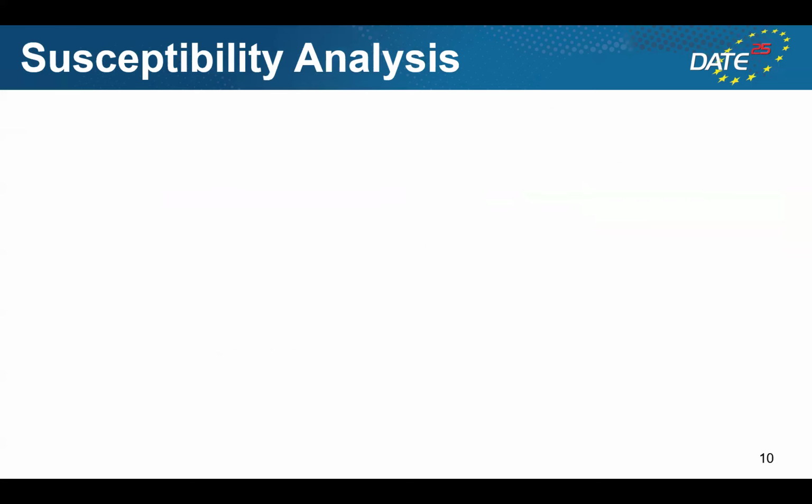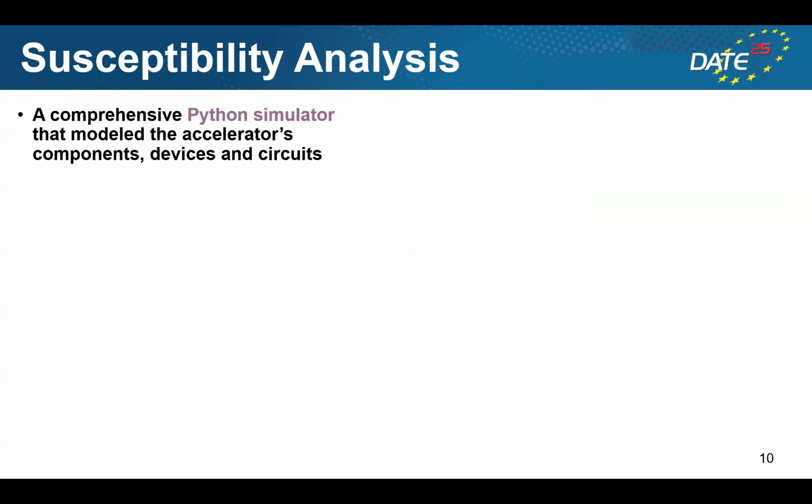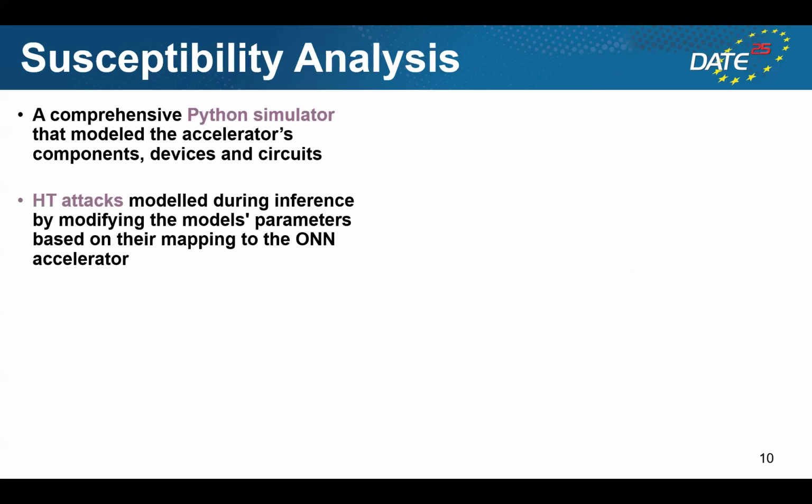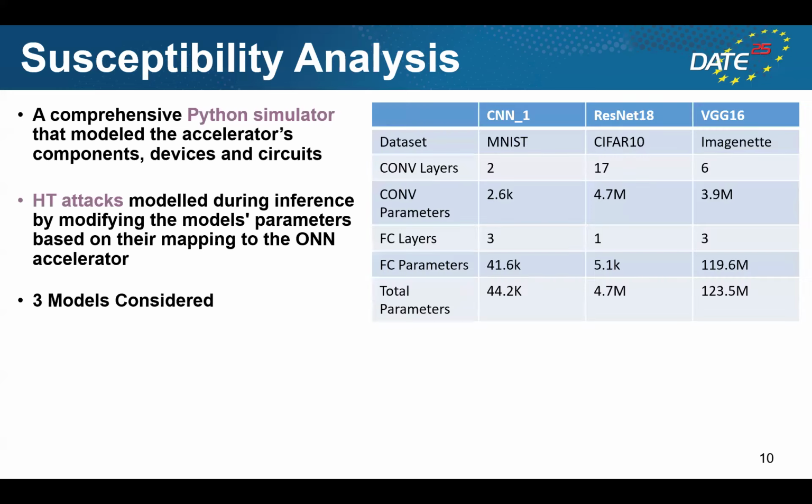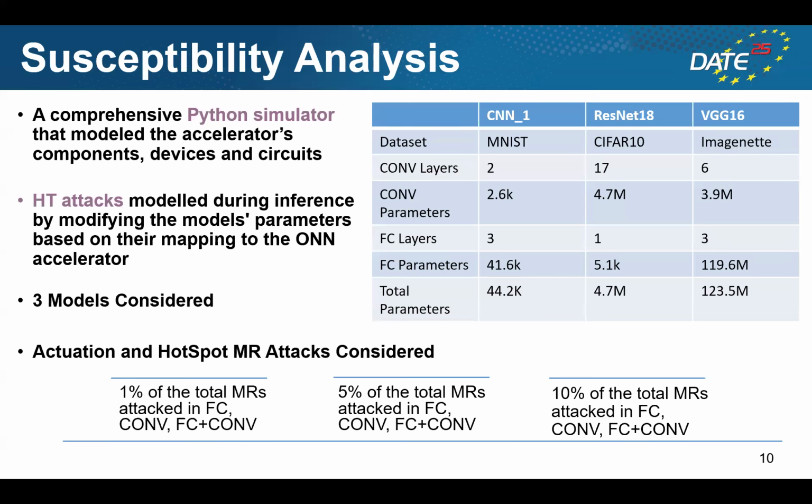So to quantify the effect of such attacks on our optical CNN accelerator, we first prepared a comprehensive Python simulator that modeled the accelerator's components, devices, and circuits. We modeled the hardware Trojan attacks during inference by modifying the model's parameters based on their mapping to the ONN accelerator. We focus on three different CNN models shown here in this table. And in terms of the attacks, we simulated both activation and hotspot attacks.